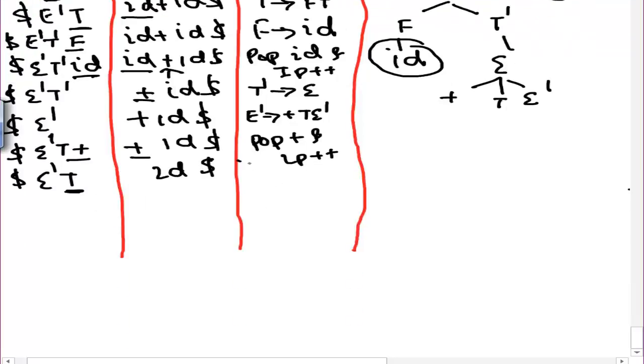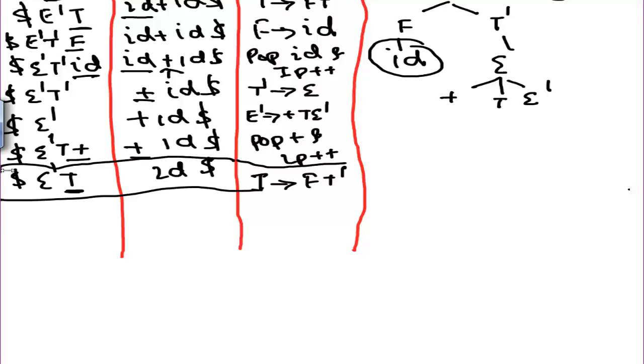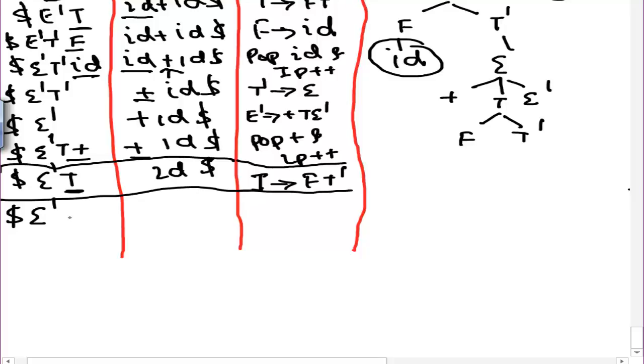So the rule I'm going to use here is T goes to FT prime. Okay, so what I'm saying is T goes to F and T prime. So pop the T, this is E prime, then I push T prime, and F, and in the input ID and dollar.